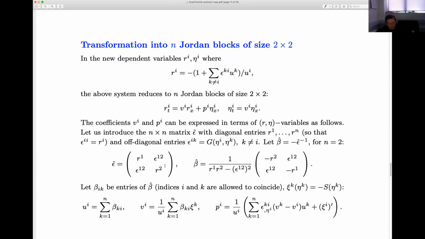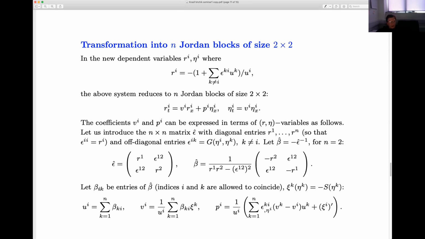For n components, it's clear how to construct this matrix, and it's similar. Then you take minus its inverse, which you call beta hat. For the two component case, you get this matrix, matrix beta hat. And you introduce its matrix elements, which you call beta_ik.